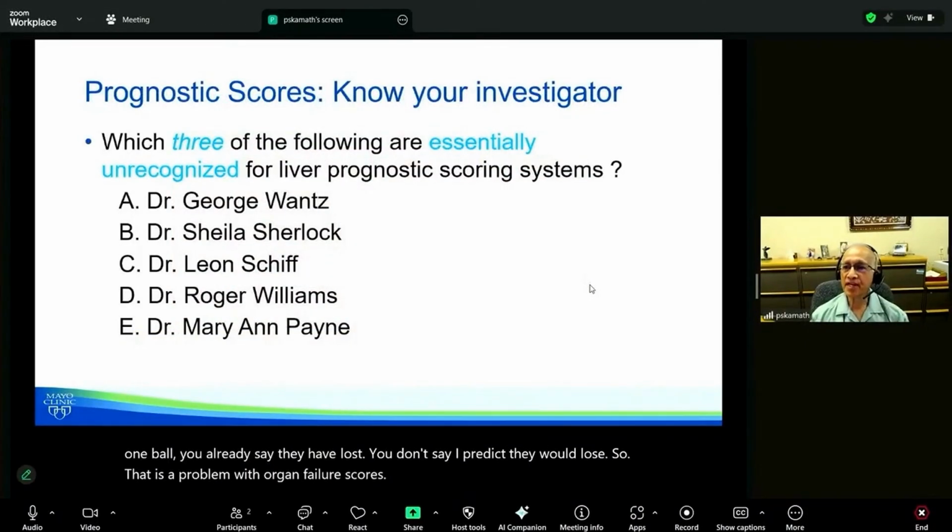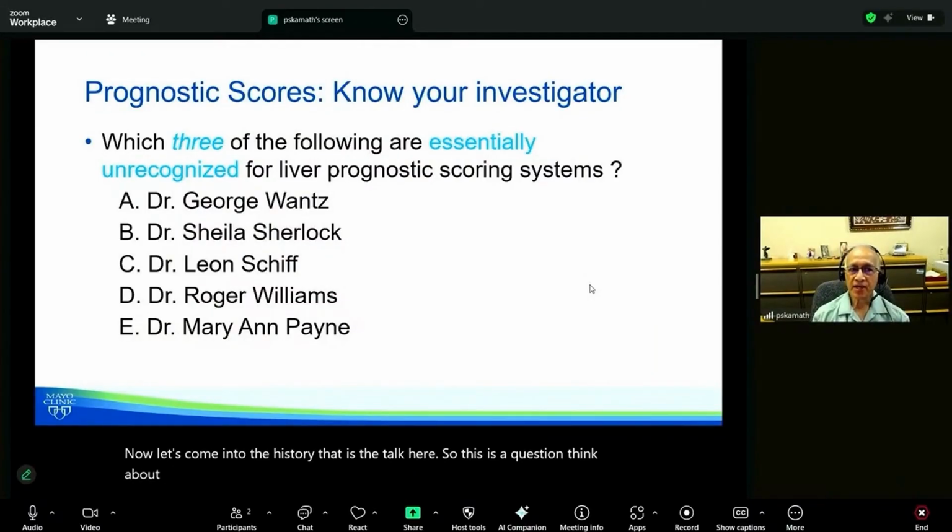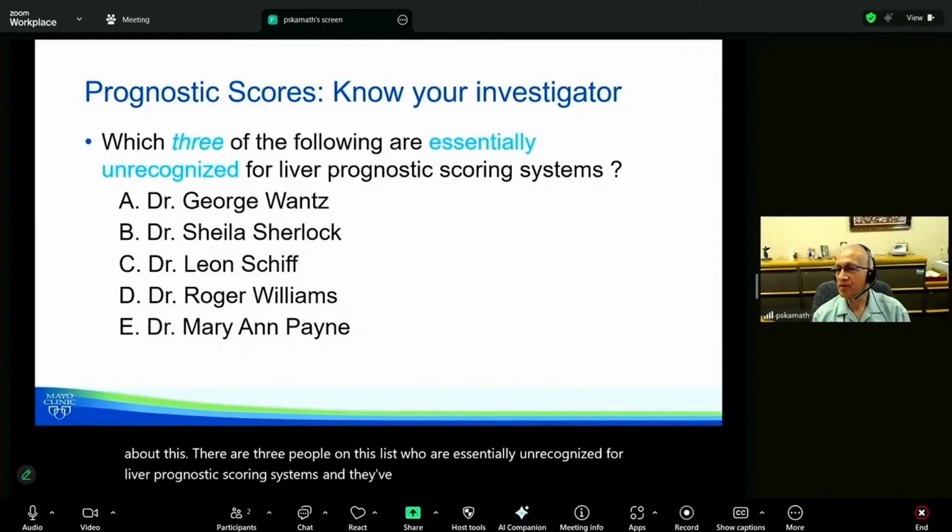Now, let's come into the history. That is the talk here. So this is a question. Think about this. There are 3 people on this list who are essentially unrecognized for liver prognostic scoring systems, and they've done the most important work for the prognostic scoring system. Just think about this. I'll give you the answer in a bit.